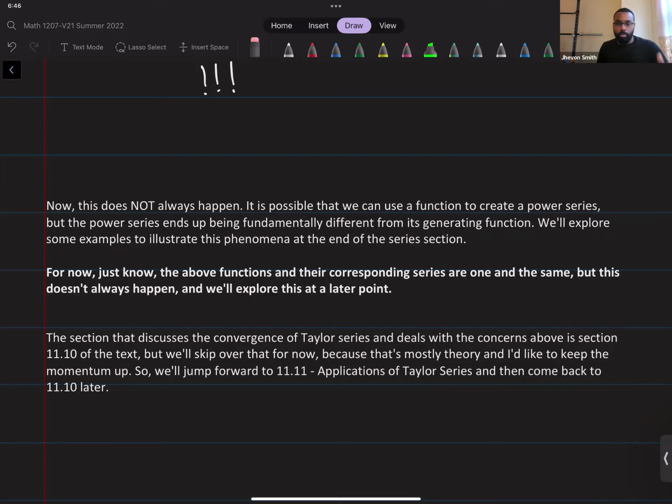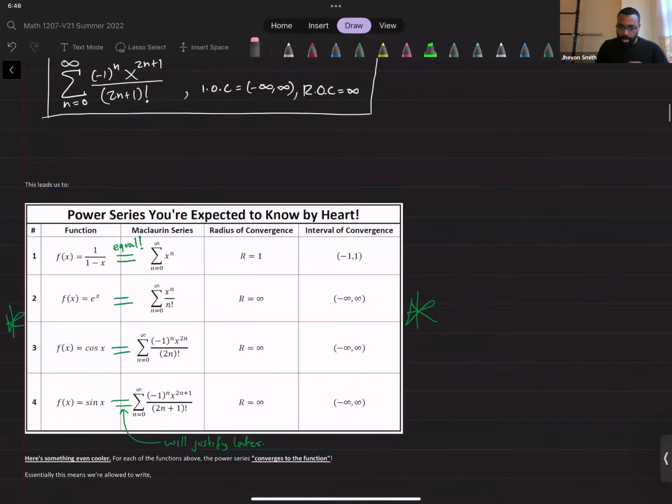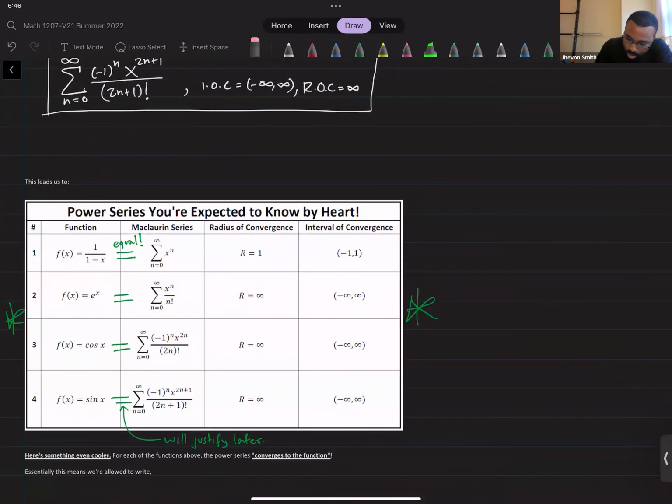So there are, I guess, three possibilities here. One, you take a function f of x, you create a power series from it, and the power series and that function are the same thing. They always give the same values on some interval. You can use them interchangeably, right? And that's what I mean by equal. Literally, you can use them interchangeably.